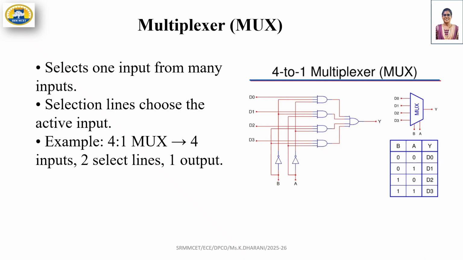In CPU registers, it selects data from various registers to the ALU. In control units in embedded systems, it selects sensor data. As an extra point, it reduces hardware by sharing one data path for many signals.